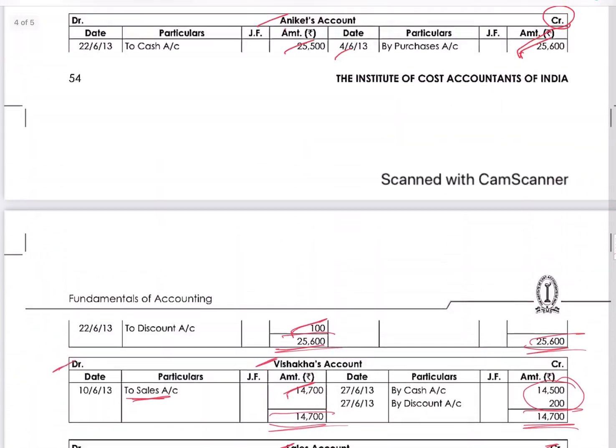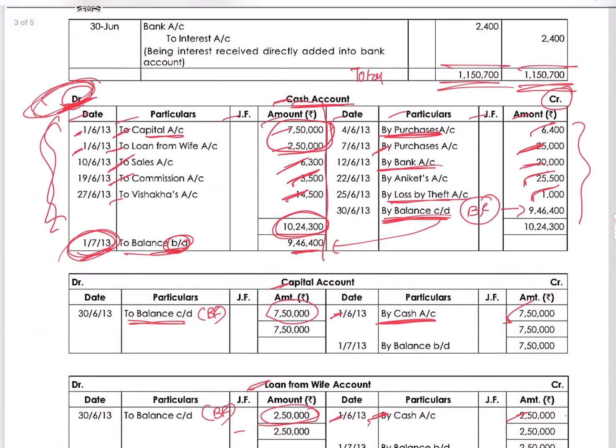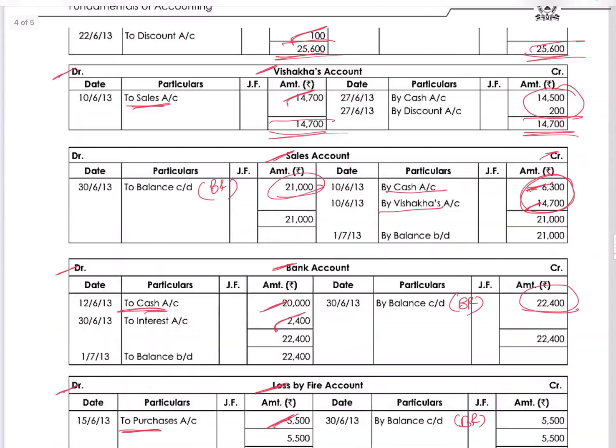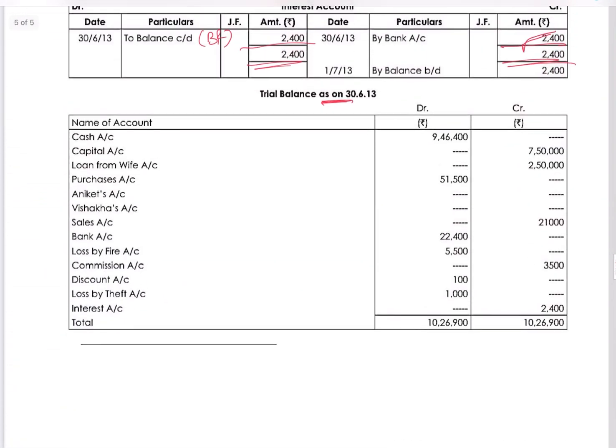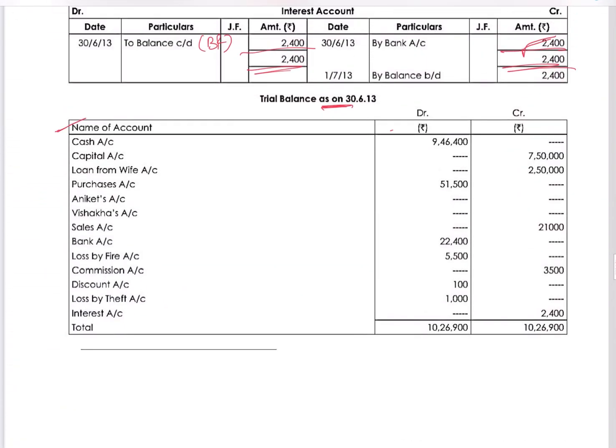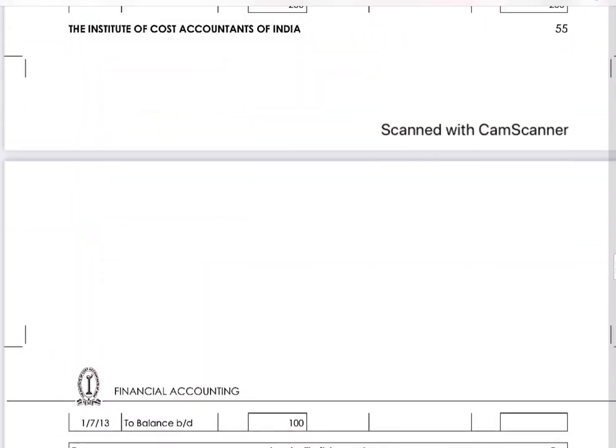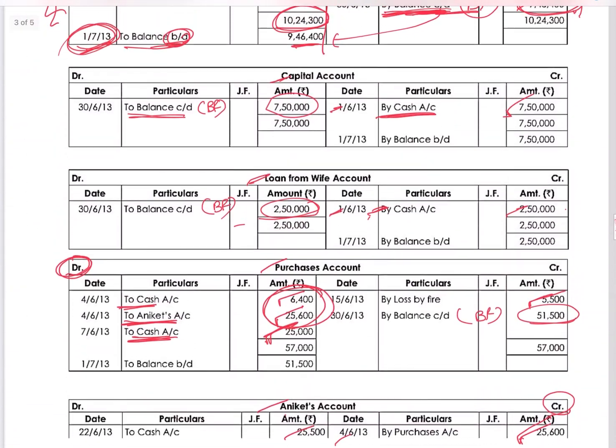We start with the first ledger, the cash account. What was the balancing figure? My balance carried down, 9,46,400. This I will take to my trial balance. A trial balance has particulars, debit rupees and credit rupees. So the question comes, will the cash figure of 9,46,400 be written on the debit or credit side? You have to see the ledger and then you will understand.